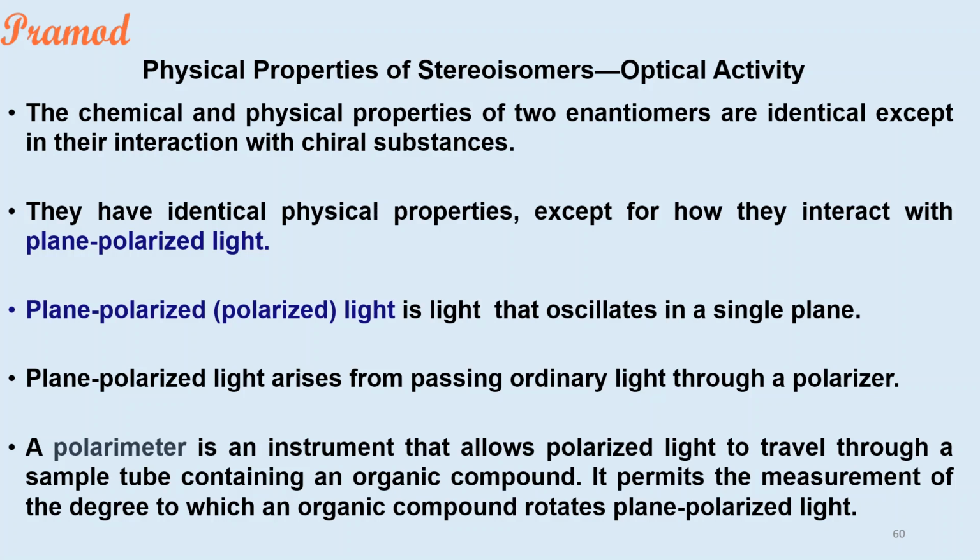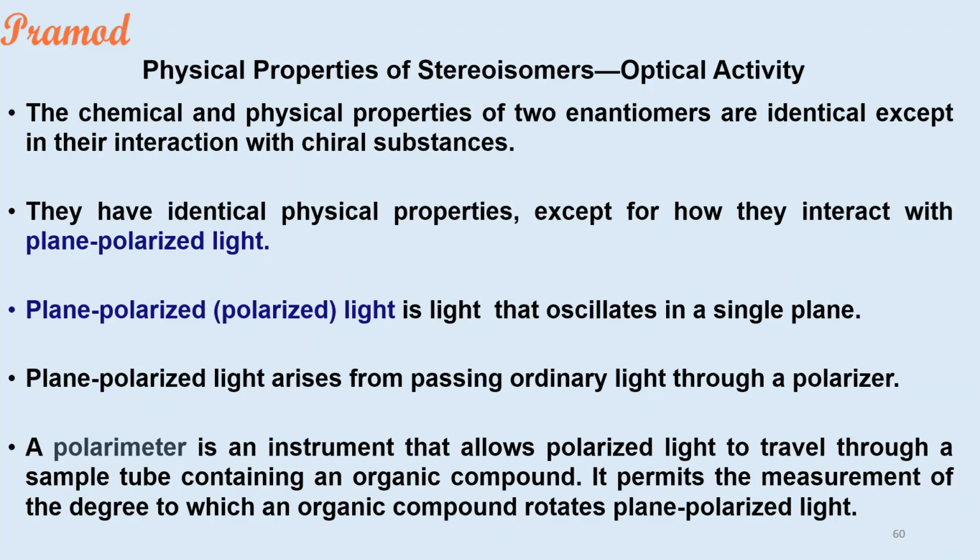Plane polarized light arises by passing ordinary light through a nicol prism, that is, a polarizer. So when you pass ordinary light, which is going in all directions, through a nicol prism or polarizer, it is made to oscillate in a single plane, parallel to it. So these are known as polarizers.